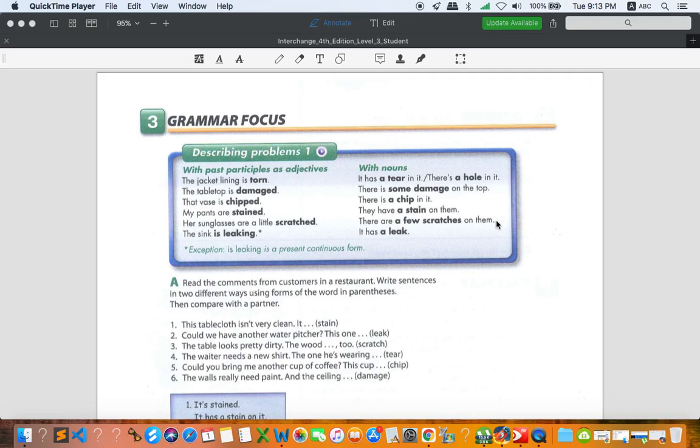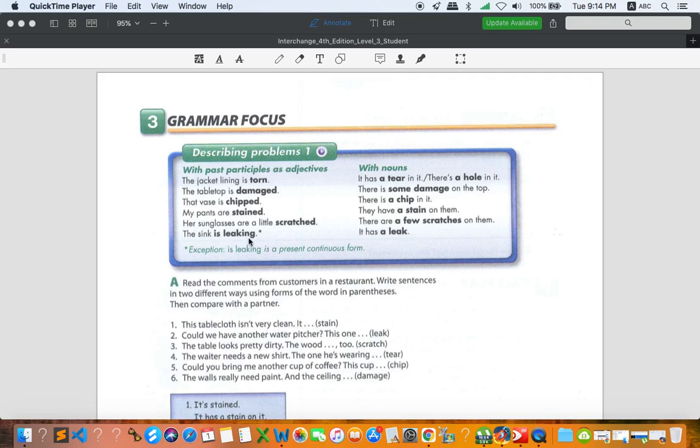But before I start the next activity, let me wrap up and review the grammar points that we have learned. The first one is about describing problems. In order to describe problems, we can use past participles as adjectives, or you can use nouns. When it comes to a past participle as an adjective, we have a certain form: subject, to be, and verb 3. Verb 3 right here is a past participle, and the function is adjective, not a verb.